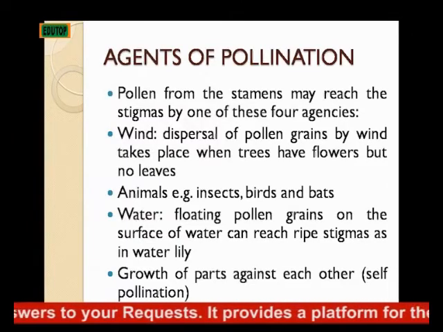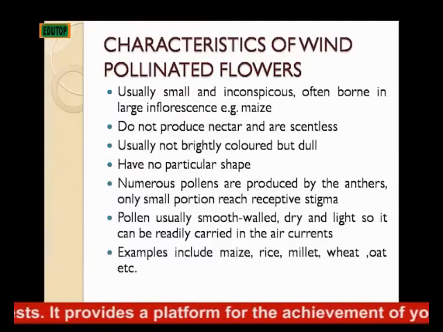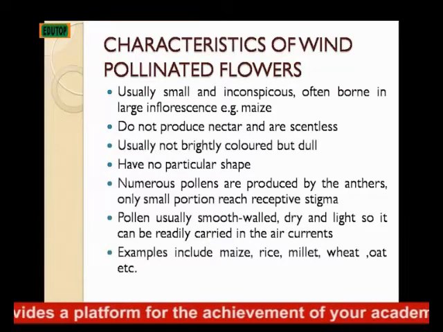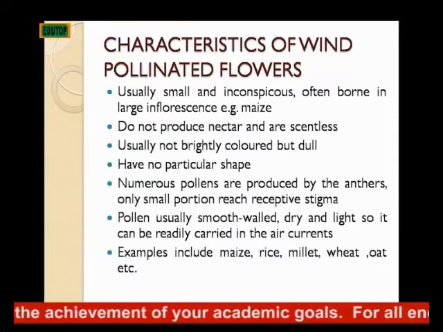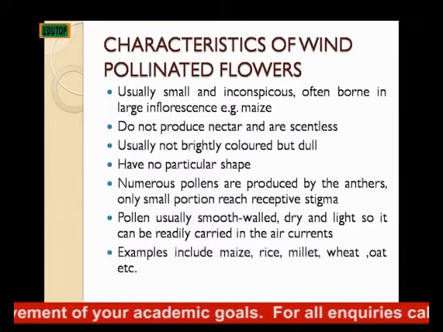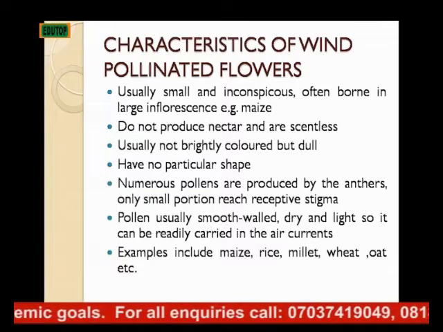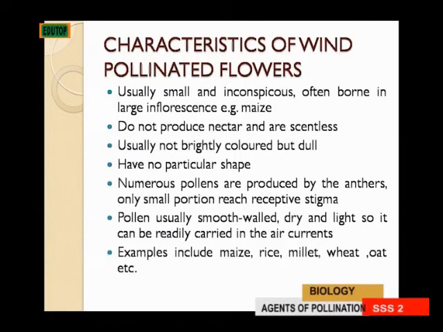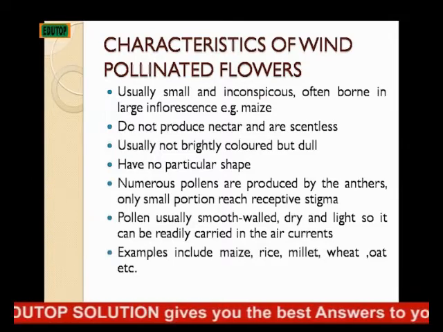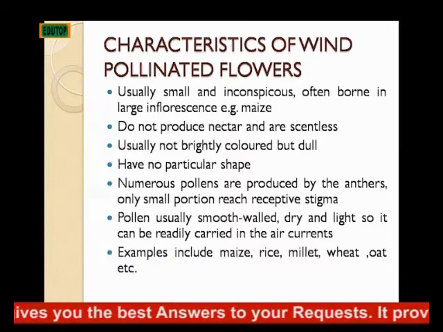So what are the characteristics of wind-pollinated flowers? First, they are usually small and inconspicuous. When they are small, the wind can easily carry them. And they are often borne in large inflorescence, as we have in maize. Then, wind-pollinated flowers do not produce nectar. They are scentless. They don't have odor. They don't have any attracting smell. Then they are not brightly colored. They are dull, so wind can carry them. Then they have no particular shape.